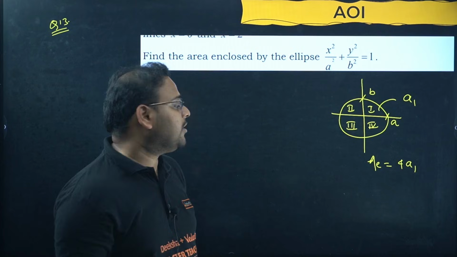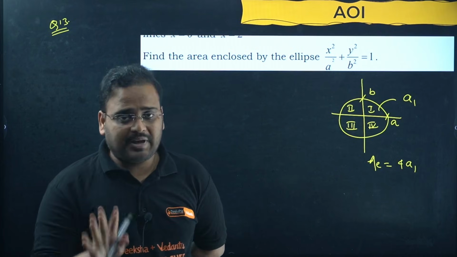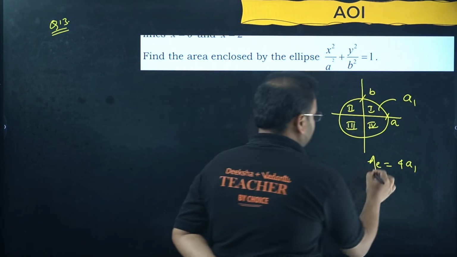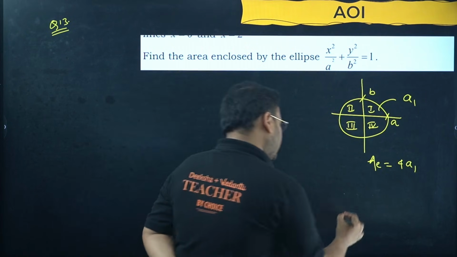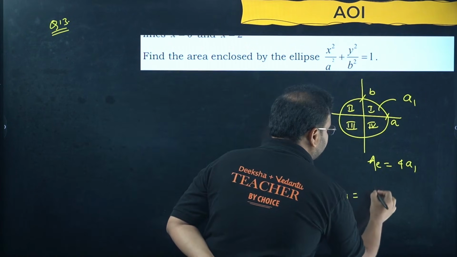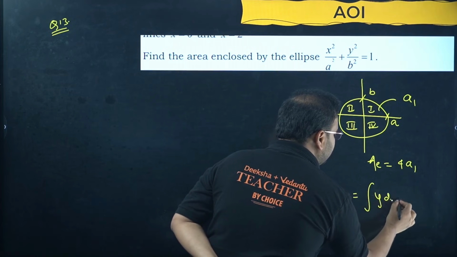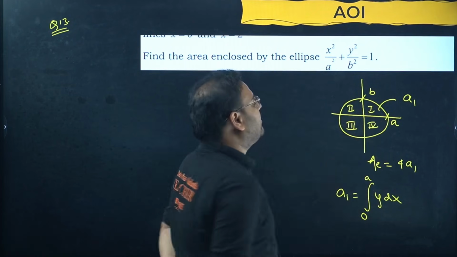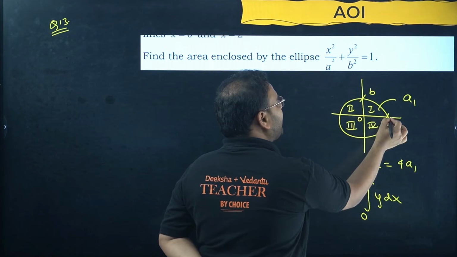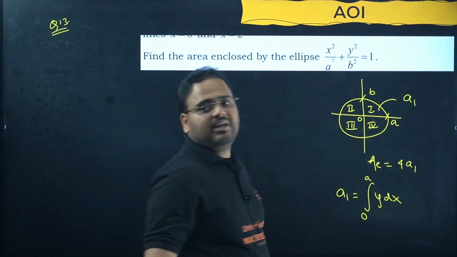The area of the ellipse will be what? 4 times the area of part 1. Make sense? How do you find the area of part 1 then? Very simple. The area of part 1 will be given by the integration of y dx from where to where? From 0 to a. Part 1 is the first quadrant area. I can integrate from the origin to the point a.